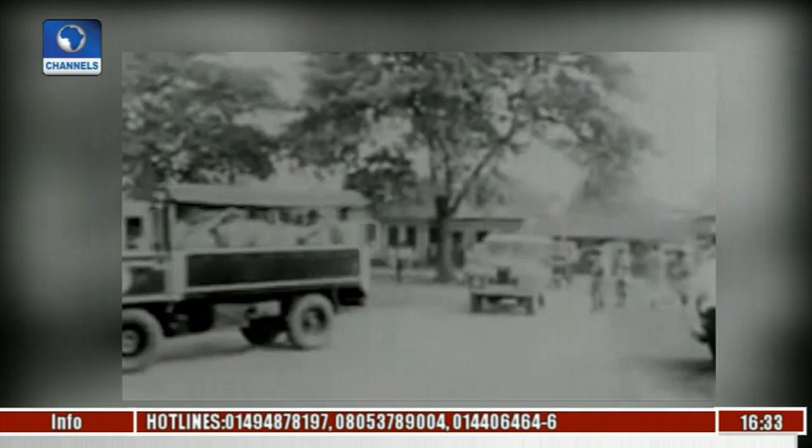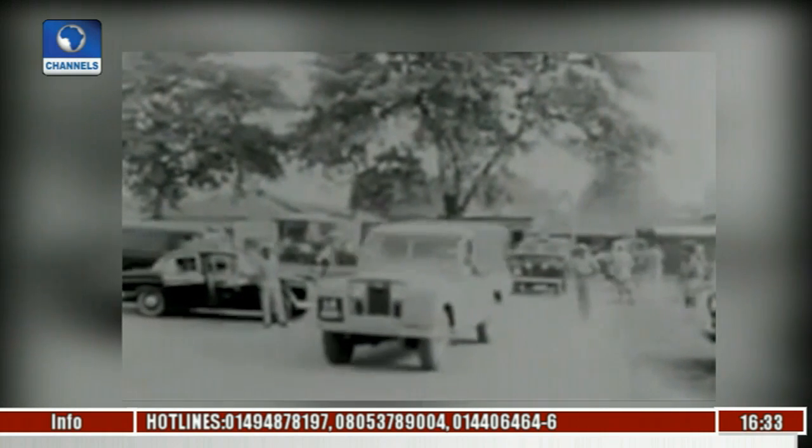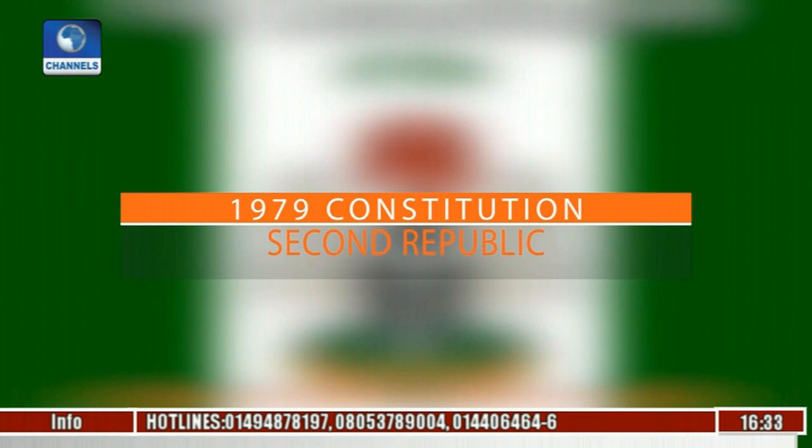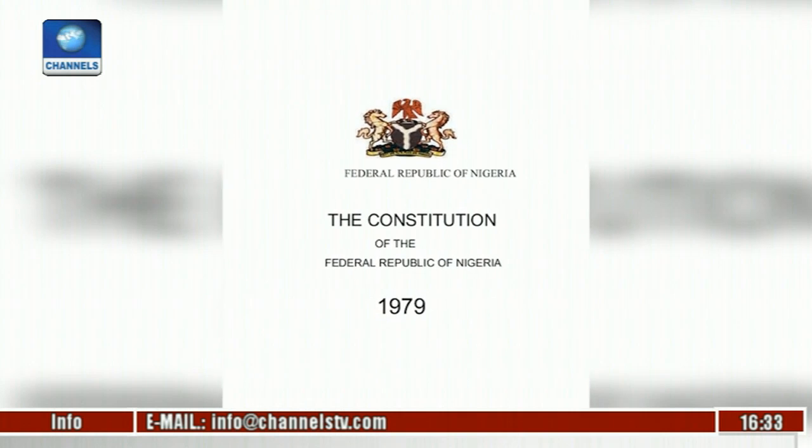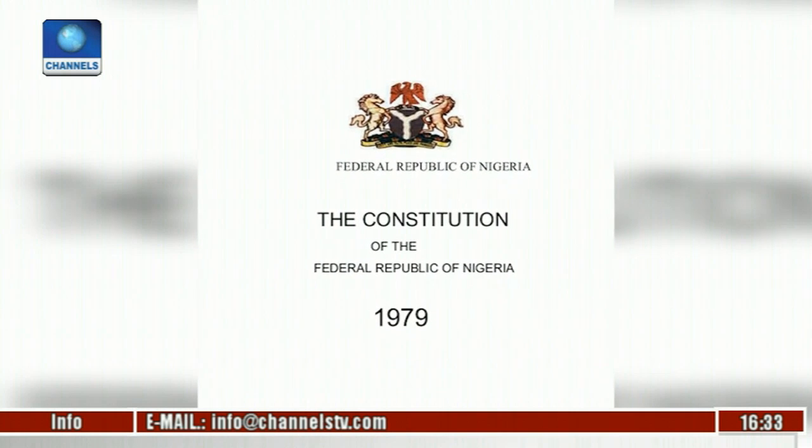The Constitution continued in operation until a military coup in 1966 overthrew Nigeria's democratic institutions. In 1979, the Constitution, which brought in the Second Republic, abandoned the Westminster system in favor of an American-style presidential system, with a directly elected executive to avoid the pitfalls of the First Republic.